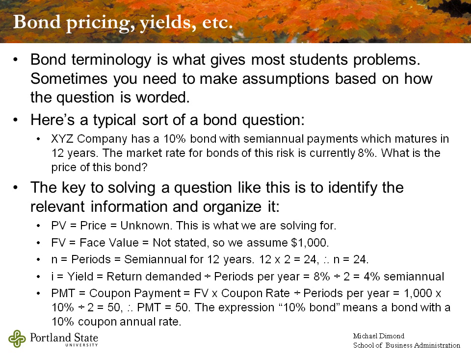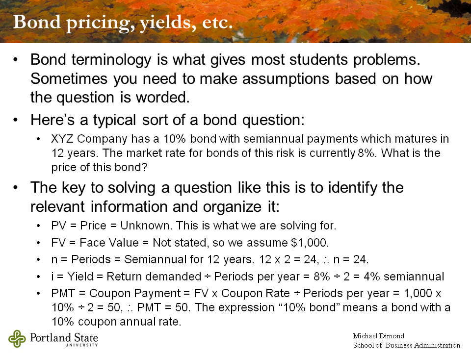Bond terminology is ultimately what gives students the most problems. Sometimes you'll have to make some assumptions based on how the question is worded. So here's a stereotypical sort of a bond question. XYZ company has a 10% bond with semi-annual payments which matures in 12 years. The market rate for bonds of this risk is currently 8%. What is the price of this bond?